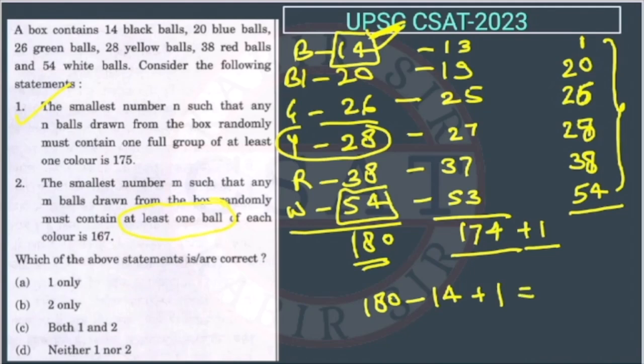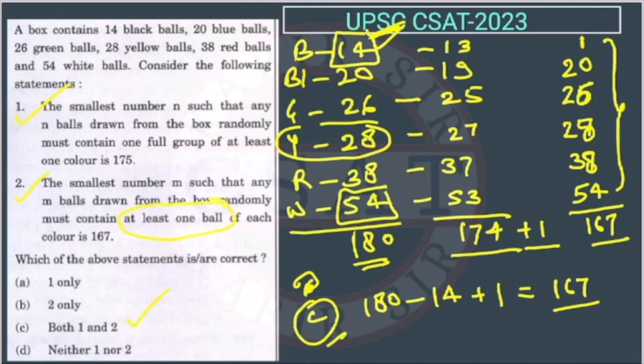Set where at least one ball of each color will be there. So this will be 160 set. Okay. So this statement second is correct. So the answer of this question will be both first and second are correct. So the answer is option C. Okay.